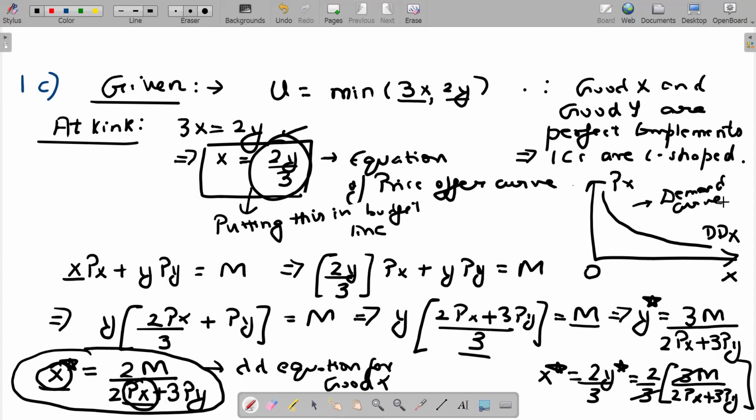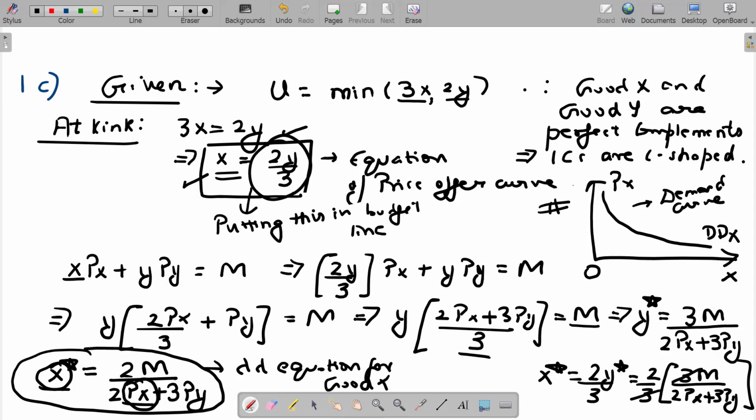Since the values of m and py were not given to us in the question, we were just given general values. We have to just draw a rough sketch. So my price offer curve is an upward sloping straight line passing through the origin and through the kink, where the kink is given by the condition x equals y by 3, and my demand curve is a normal downward sloping curve for good x.